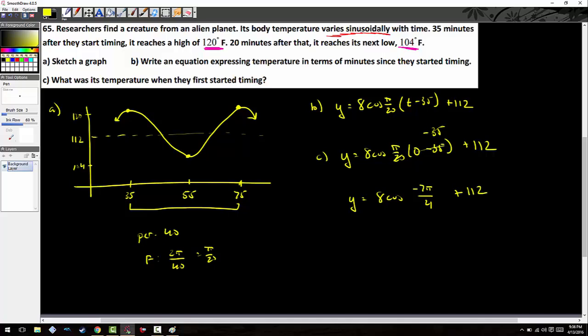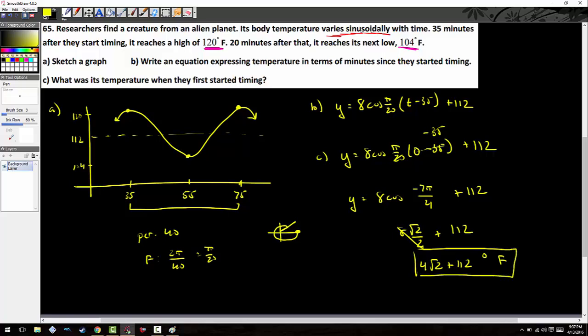Luckily, this is a value we know from the unit circle. Cosine of negative 7 pi over 4 places me in quadrant 1, right? Because negative 7 pi over 4 is rotating clockwise all the way to there, placing me in quadrant 1. So what I've got is, and I'm going to go ahead and use rad 2 over 2, and there's a very good reason why I'm using rad 2 over 2. It's because that can happen. So I get 4 rad 2 plus 112 degrees Fahrenheit was the alien's temperature at time equals 0, or when they first started timing.